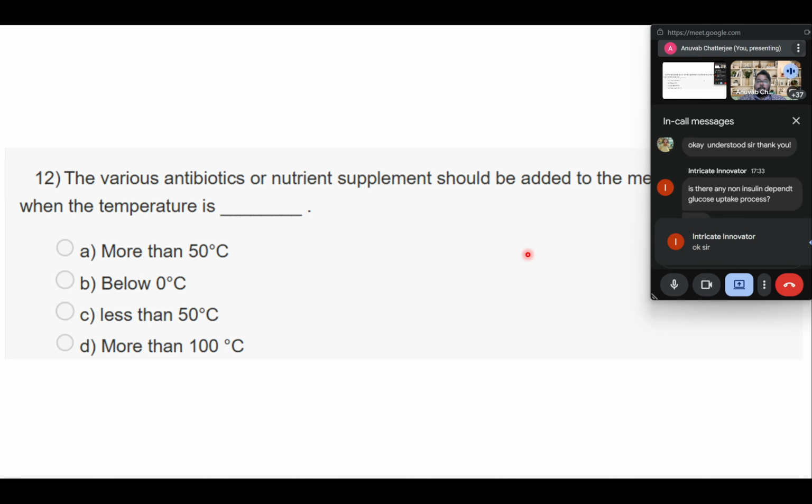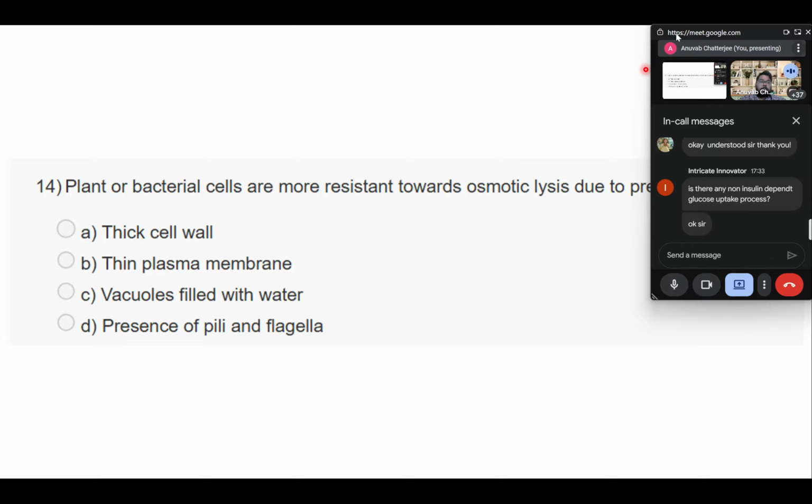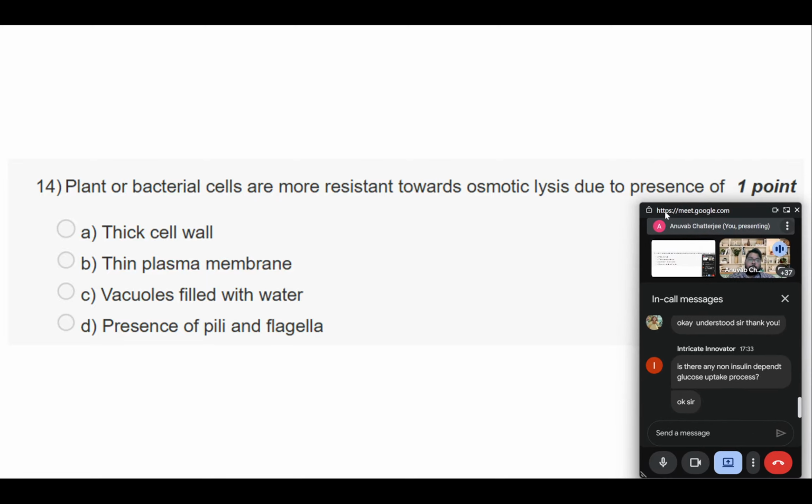Various antibiotics or nutrient supplements should be added, and it is obviously less than 50 degrees Celsius. Next, plants and bacterial cells are more resistant towards osmotic lysis due to the presence of what? The options are thick cell wall, thin plasma membrane, vacuoles filled with water, and the presence of villi or flagella.